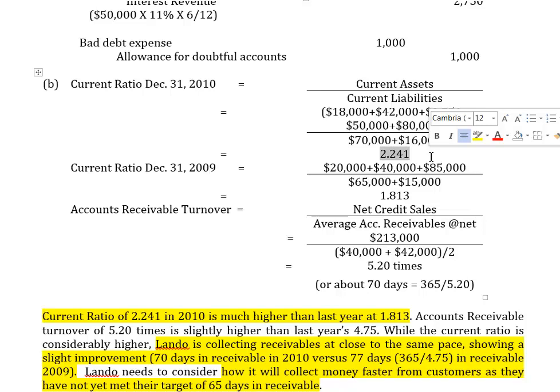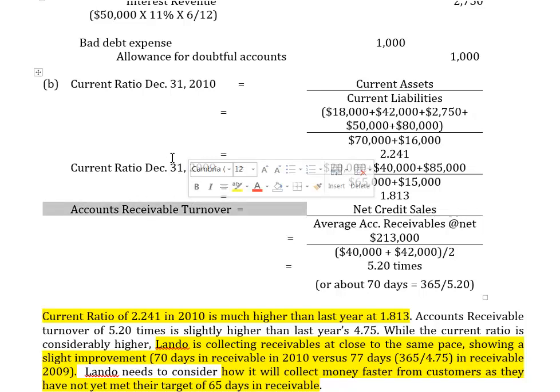So we have to consider that. Is that what we expected or what we hope to achieve? Now, we weren't asked specifically to address that in our question, but before we address whether or not this is a significant enough difference, let us calculate the accounts receivable turnover ratio.